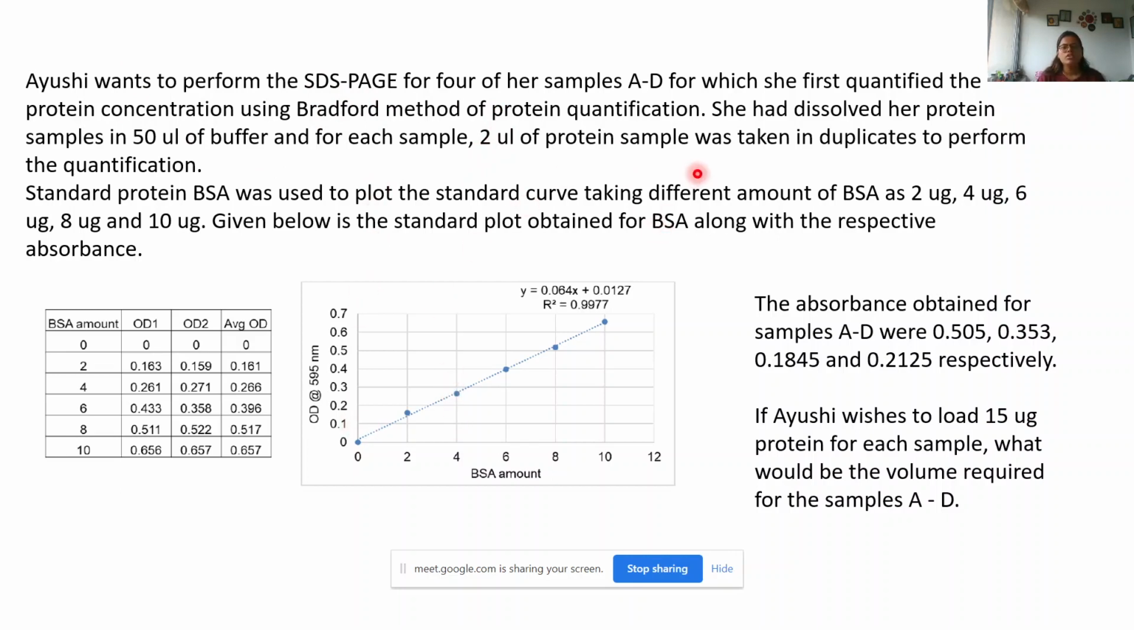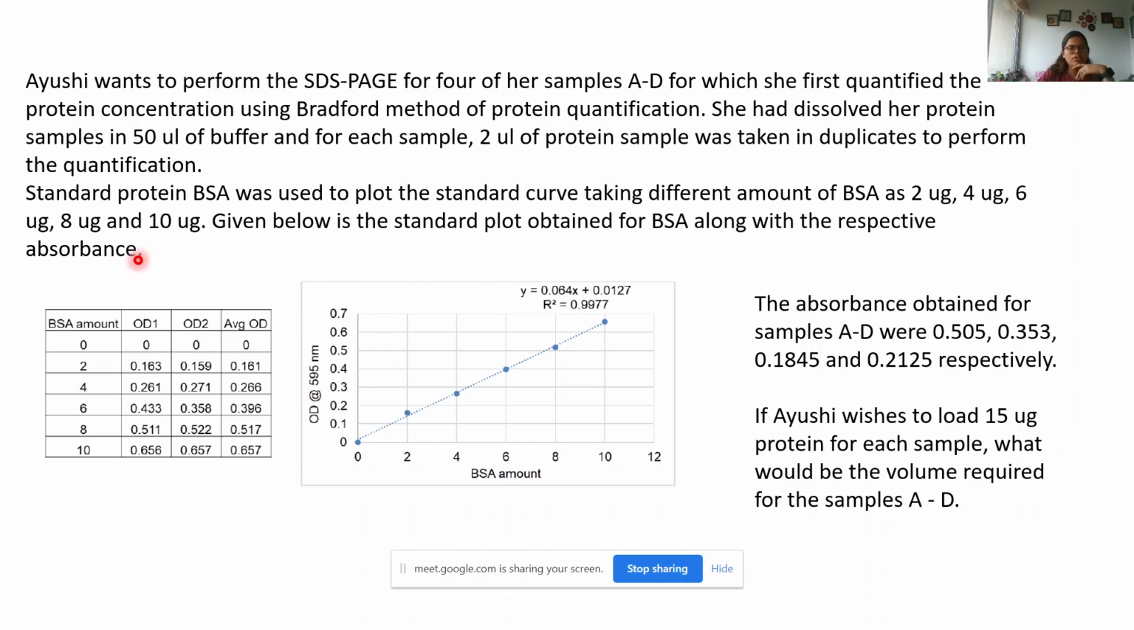She had dissolved her protein samples in 50 microliter of buffer, and for each sample, 2 microliter of protein sample was taken in duplicates to perform the quantification. This is very important information. She had dissolved her protein into 50 microliter of buffer. You should note this. And of that 50 microliter, 2 microliter of protein sample was taken in duplicates to perform the quantification by Bradford assay.